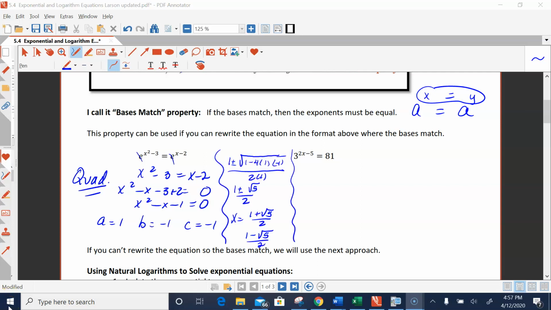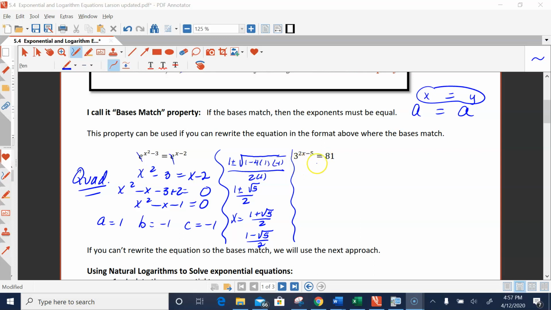Using the quadratic formula, we get two answers, x equal to 1 plus the square root of 5 over 2, and x equal to 1 minus the square root of 5 over 2. So those would be our two solutions for that exponential equation using the one-to-one property.